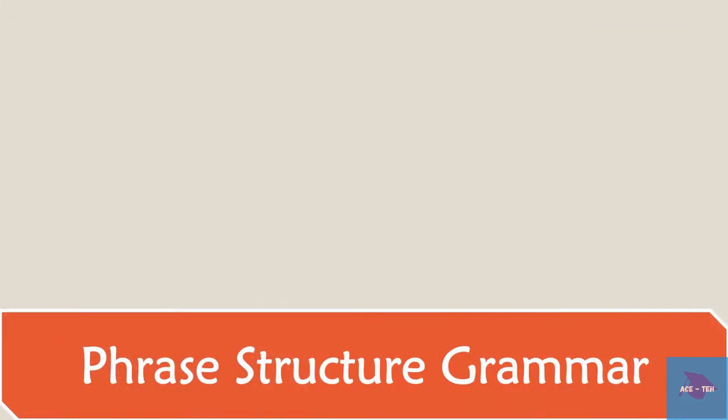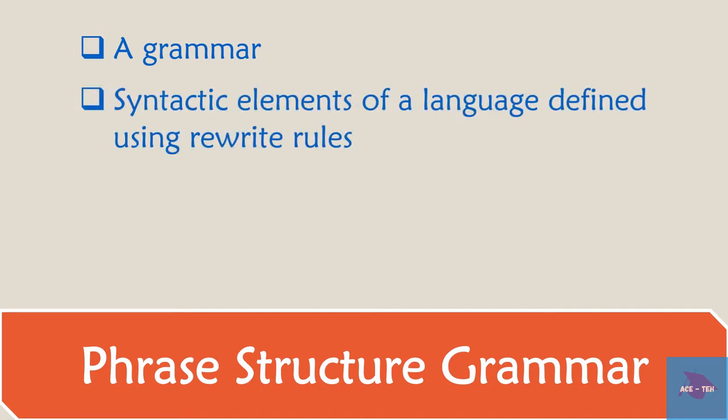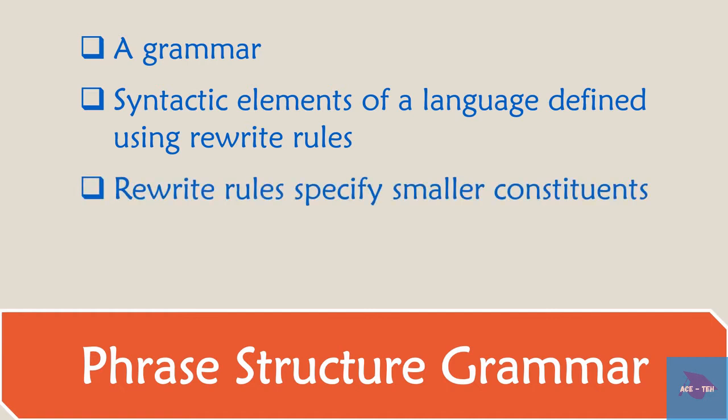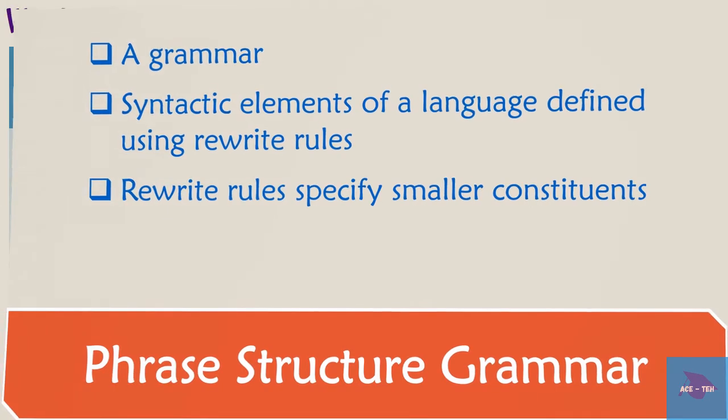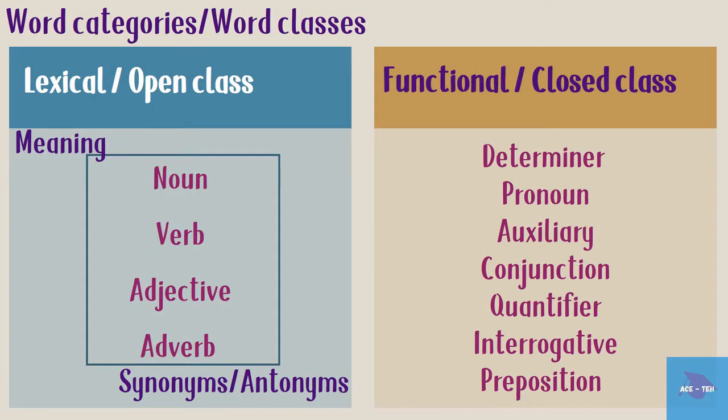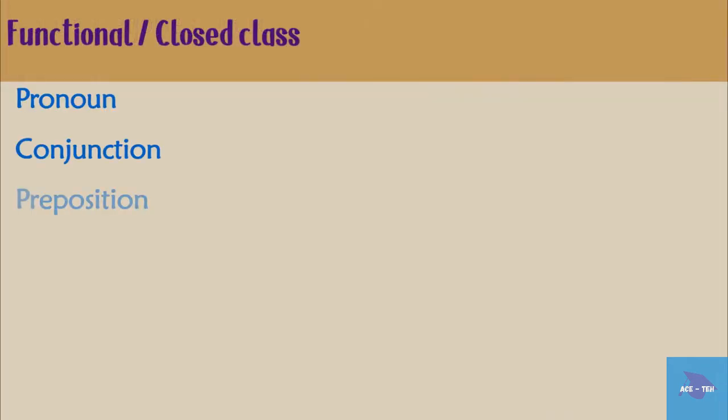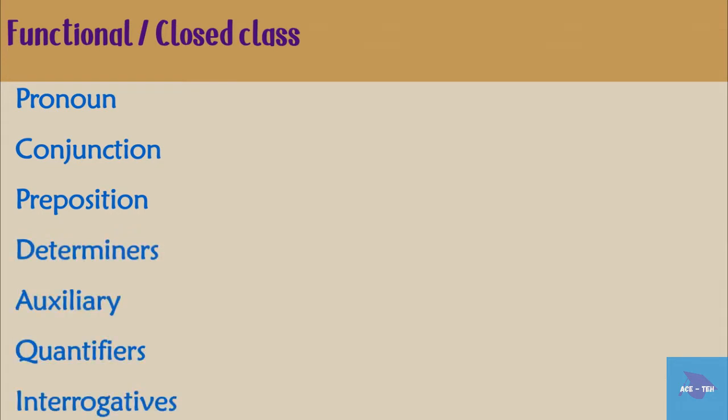Phrase structure grammar devised a grammar in which the syntactic elements of a language are defined using rewrite rules that specify their smaller constituents. To explain this idea in simple words, let's go into detail about a few items we discussed in our previous video. We said that there are two types of word classes, open classes and closed classes or function words. We have no doubts here in the open class category, but I added a few new words in the closed class category. In addition to pronoun, conjunction, and preposition, I added types like determiners, auxiliary, quantifiers, and the interrogatives.